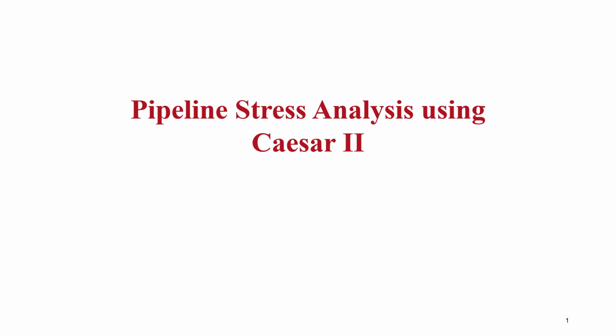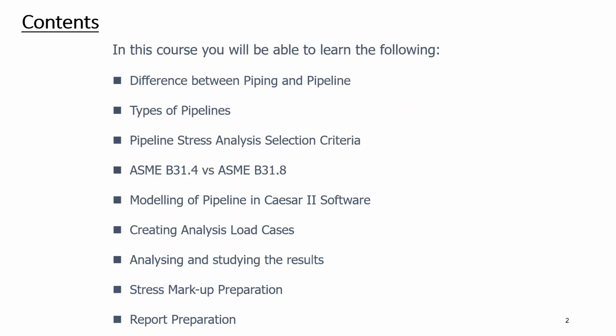Let's understand what we will be covering in this course. The main points that I will cover in this course are: first is a difference between piping and pipeline systems. Means which part of the system we call a piping or which part is called a pipeline. What are the main differences between the piping as well as pipeline.